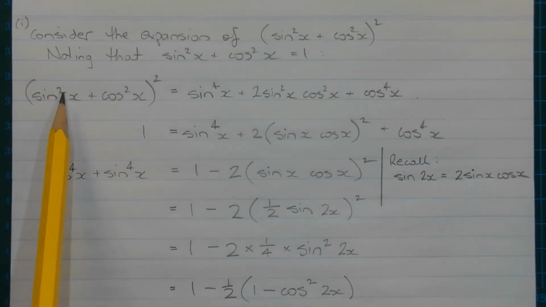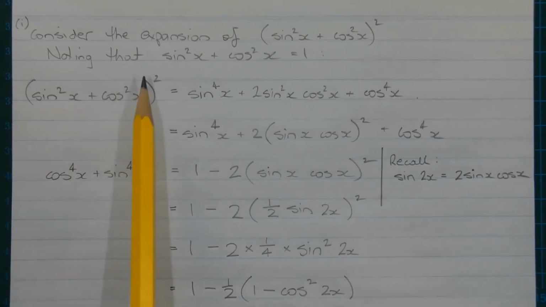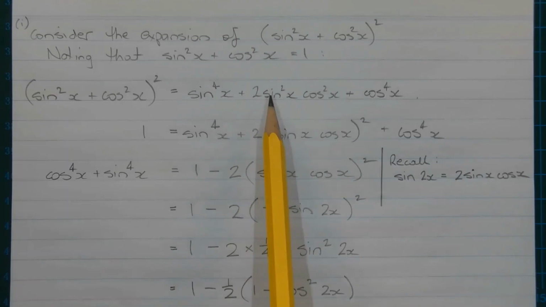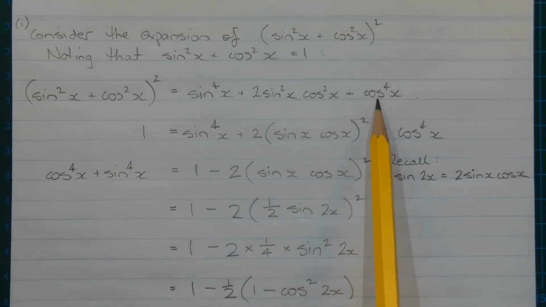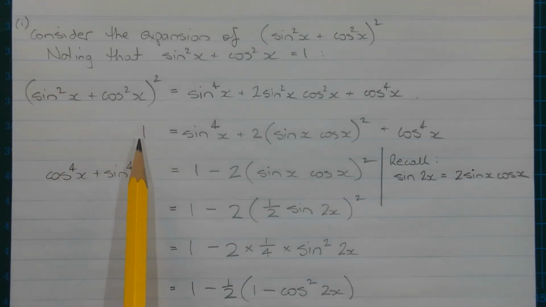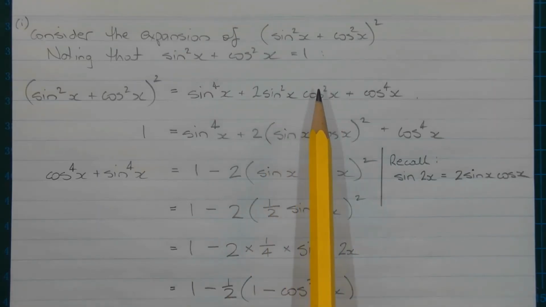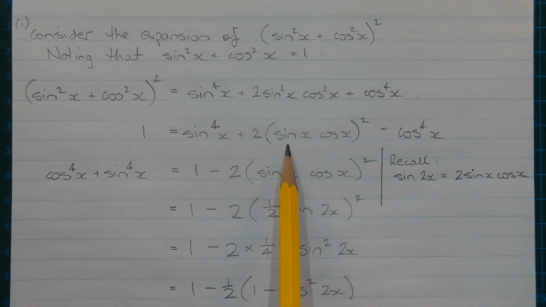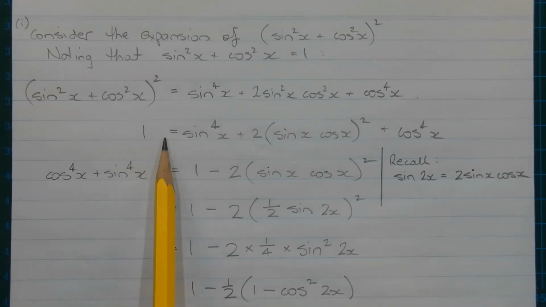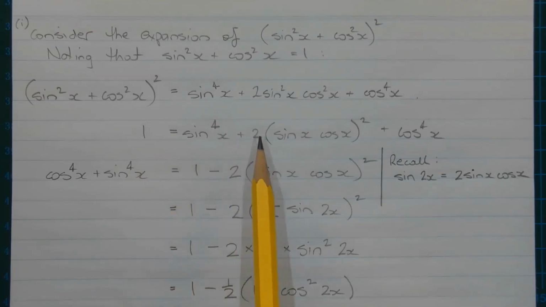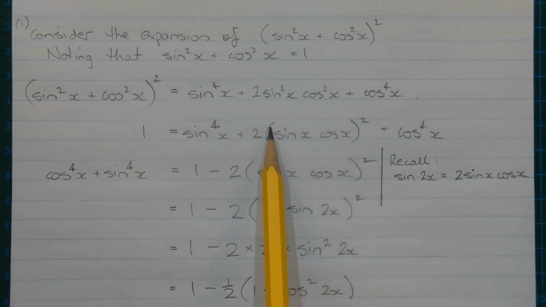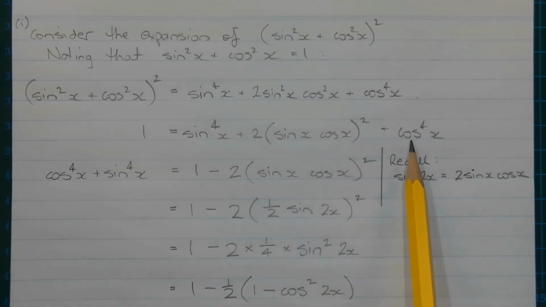So expanding (sine squared x plus cos squared x) in brackets to the power of 2 using perfect square expansion, we get sine to the power of 4x plus 2 sine squared x cos squared x plus cos to the power of 4x. As stated earlier, sine squared x plus cos squared x is equal to 1, and 1 squared is equal to 1. Also, sine squared x cos squared x can be expressed as (sine x cos x) in brackets to the power of 2. So the equation becomes 1 equals sine to the power of 4x plus 2 times (sine x cos x) in brackets to the power of 2 plus cos to the power of 4x.